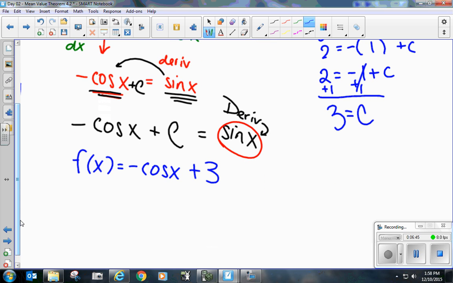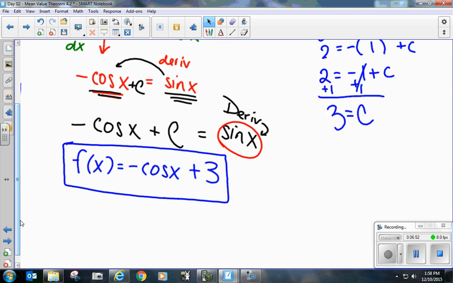There you go. So not only do you have to go backward, but you get some information to find out what that c is. Anytime you go backward, you always put a plus c, because you never know if you had a constant that just turned into 0 in the derivative. Okay?